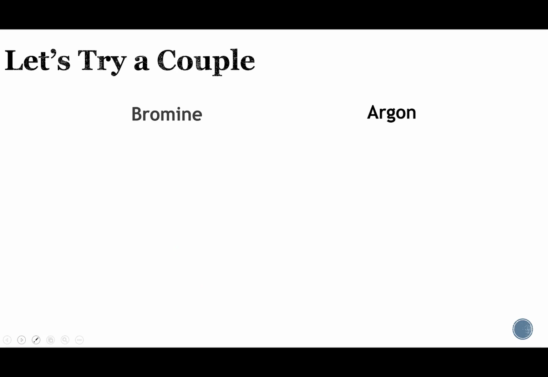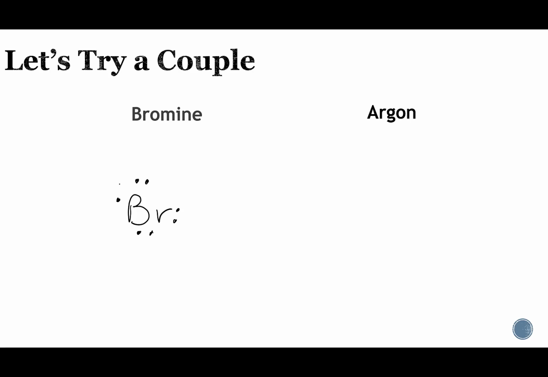So let's try a couple. If I were to do the Lewis dot structure for bromine, I would start by writing the chemical symbol. So chemical symbol for bromine is Br. I look at the periodic table. I see that bromine is in 17 or 7A. So it's got 7 valence electrons. So I'm going to depict it like this. 1, 2, 3, 4, 5, 6, and 7.